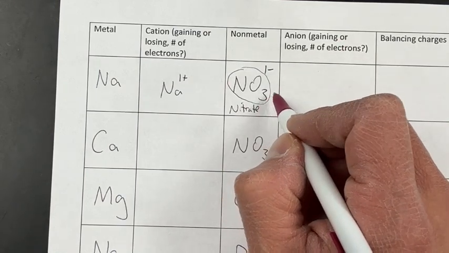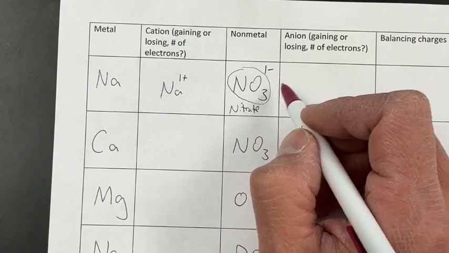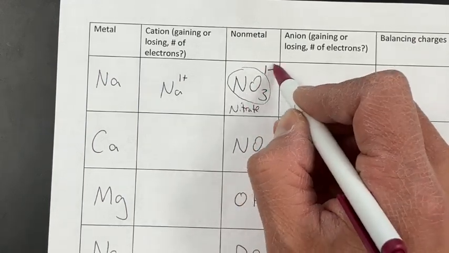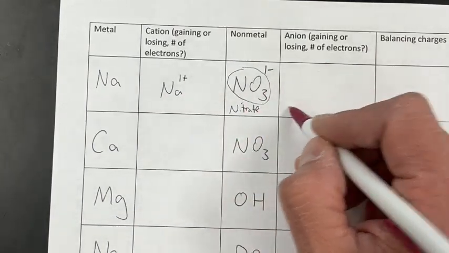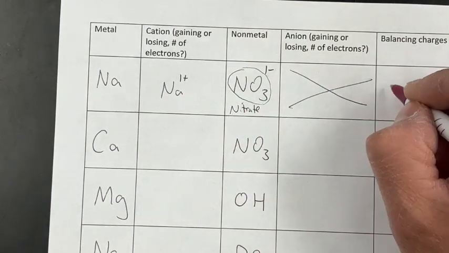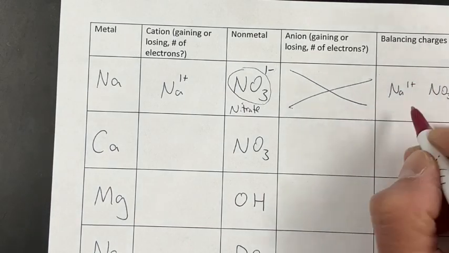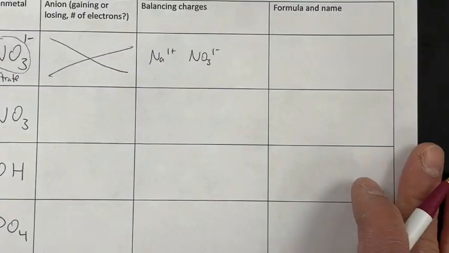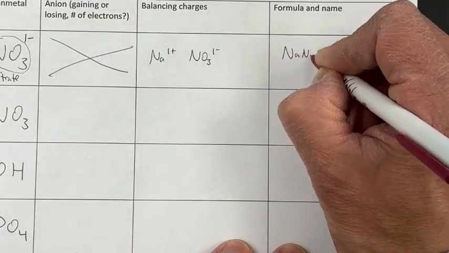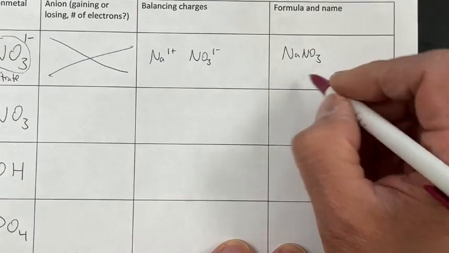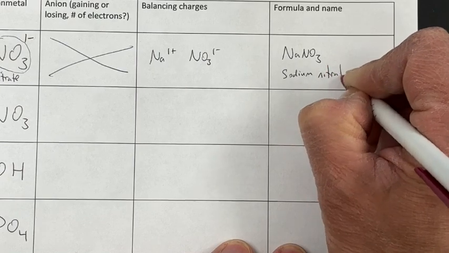The thing that people get mixed up with the most is this 3 here sometimes throws people off. Don't get thrown off by that. The whole thing has a negative charge. And so when you combine them together, not to worry about this, I'm just gonna write Na 1+, NO3 1-. I only need one of them, one of each. So in this case, my formula is just NaNO3, because they balance out. And this is sodium nitrate.